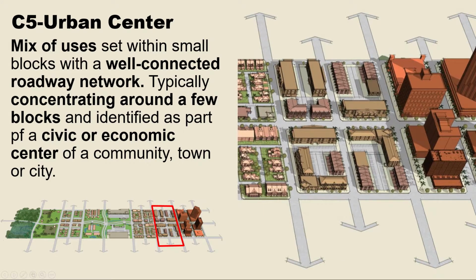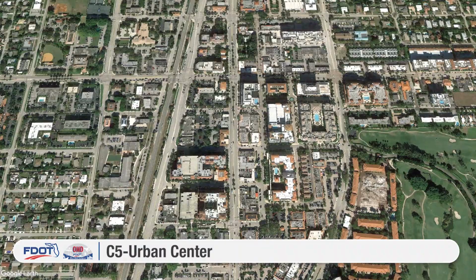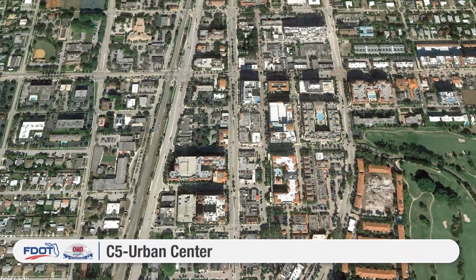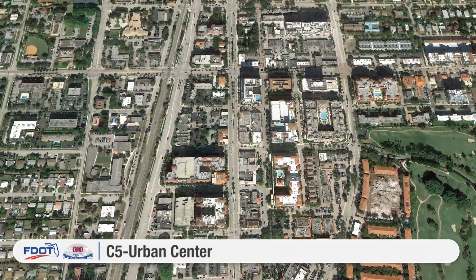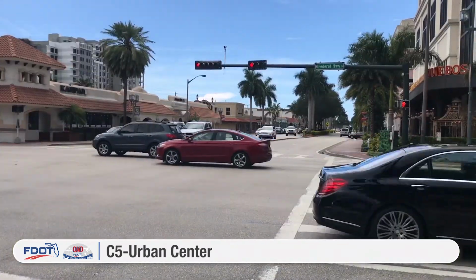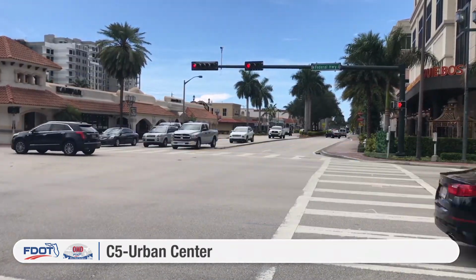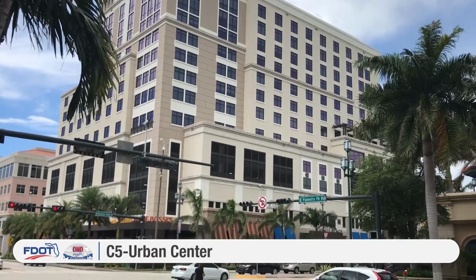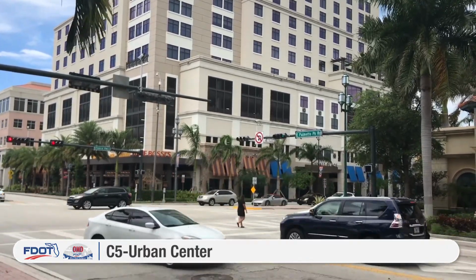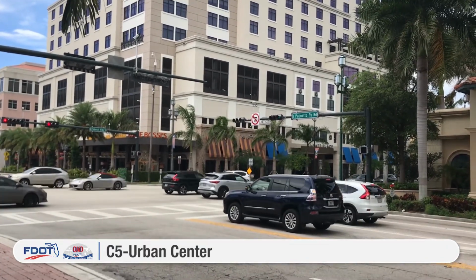C5 Urban Center includes a mix of uses within small blocks with a well-connected roadway network. It is typically concentrated around a few blocks and identified as part of a civic or economic center of a community, town, or city, such as downtown Boca Raton. Buildings tend to have shallow front setbacks with 1 to 5 floor levels and occasionally taller buildings.